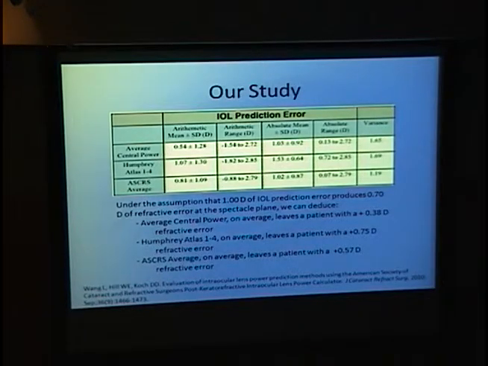And the patients themselves didn't end up hyperopic. This was just after we calculated these IOL prediction errors. I shouldn't say not any of them ended up hyperopic. Some of them may have. But if we use an assumption that was mentioned by Dr. Hill, that one diopter of IOL prediction error produces 0.7 diopters of refractive error, we can deduce that the average central power leaves a patient about plus 0.38 diopters after cataract surgery, the Humphrey Atlas plus 0.75, and the ASCRS average about 0.57. So patients are still coming out hyperopic in our study.